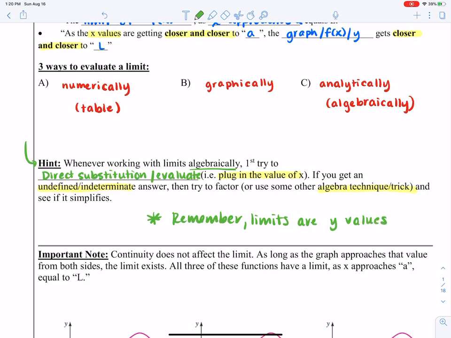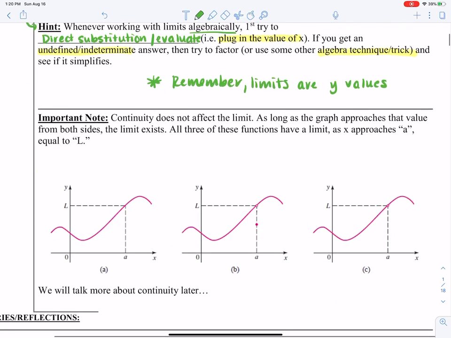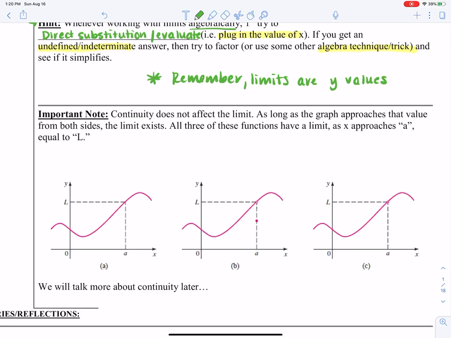Okay? So let's start by just talking about continuity and what a limit is in general. So we have three graphs here. And what I want you to know is that being a continuous function does not affect our limit. As long as our graph approaches that value from both sides, the limit exists. And so what this basically means is, let's say that I get in my car and I decide I want to drive to San Marcos. As long as I'm pointing my car at San Marcos, it doesn't matter whether I get there or not.